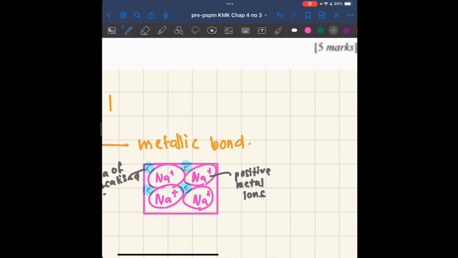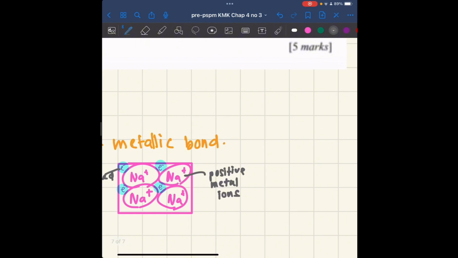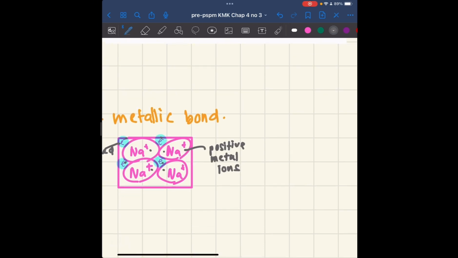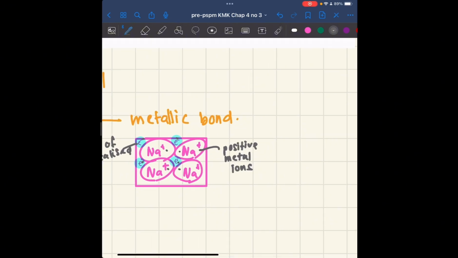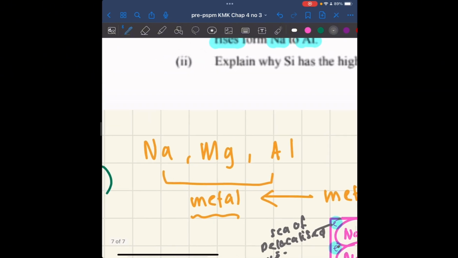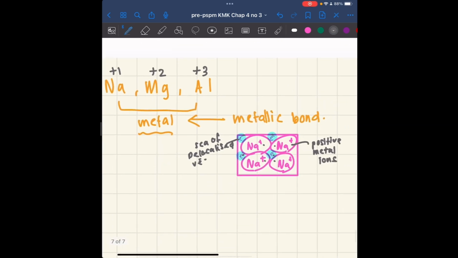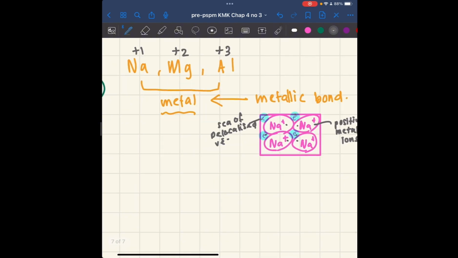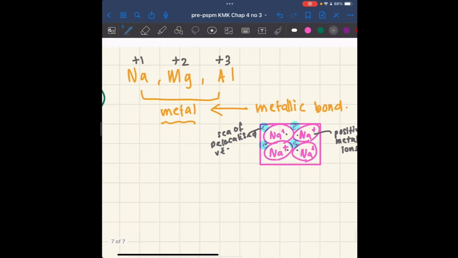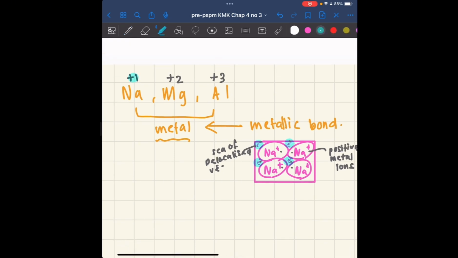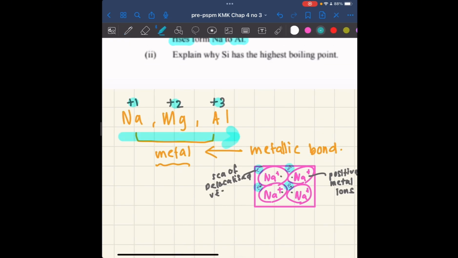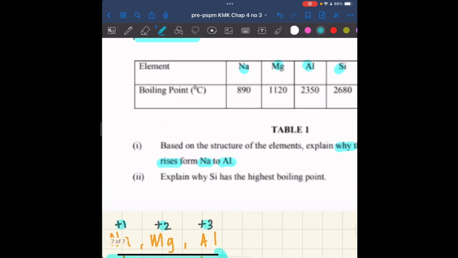So strength of metallic bond is proportional to the number of valence electrons in the metallic atom. So this one is 1, 2, 3, 4. So the strength of metallic bond is high. The number of valence electrons increases respectively. Therefore, this one is plus 1, this one is plus 2, this one is plus 3. Right. So it will be increasing. Because strength of metallic bond is proportional to the number of valence electrons. So we can see that the boiling point will increase from sodium to aluminium.